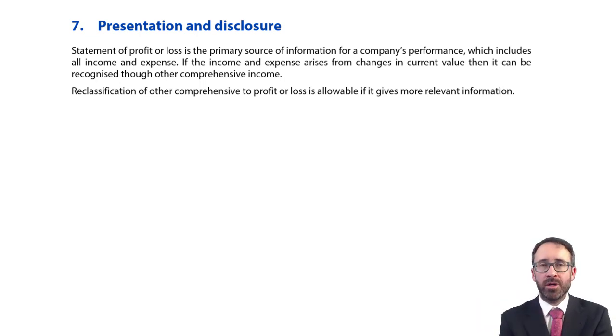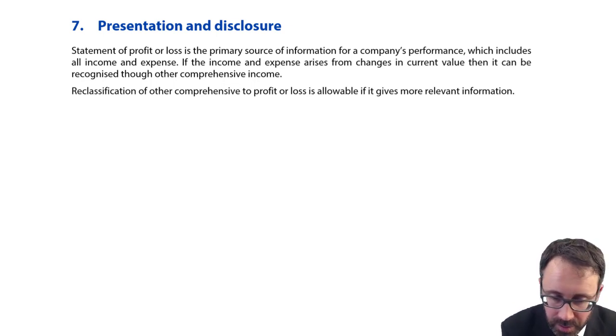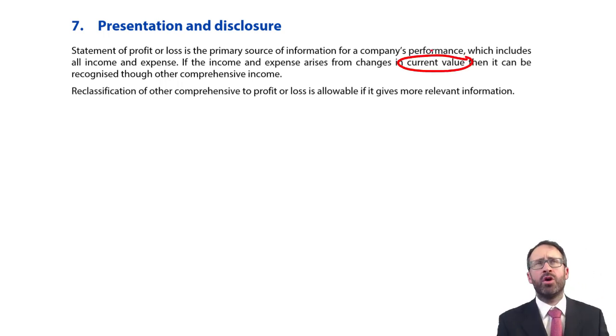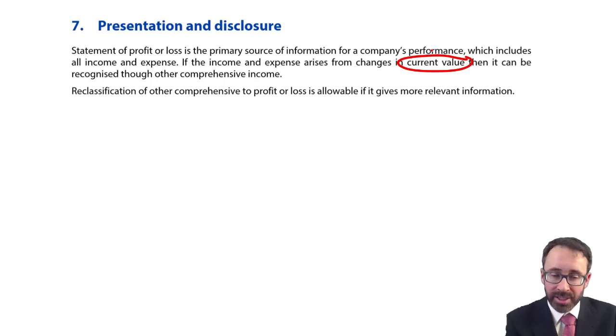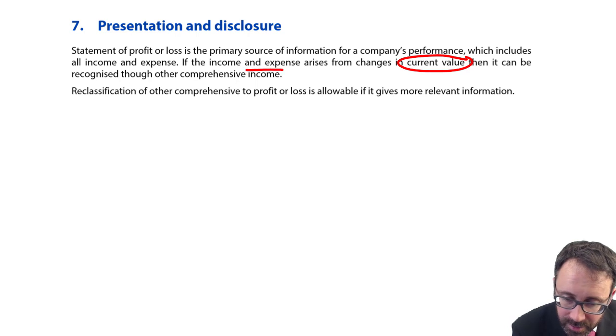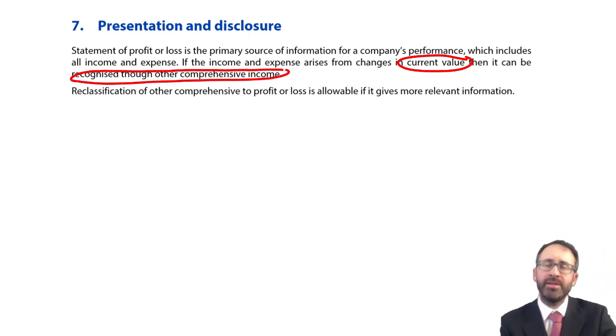However, the standard, I say standard, this isn't a standard, it's the framework. Apologies. What it then goes on to say within the framework is that any changes in the current value, so remember, changes in current value can come from changes in fair value, value in use or fulfilment value, yes, they're going to go through profit or loss, but it says they can be recognized through other comprehensive income. So we've seen that before, haven't we, with regards to your revaluation of property, plant and equipment. It can be recognized through other comprehensive income instead, because effectively it has yet to be realized.